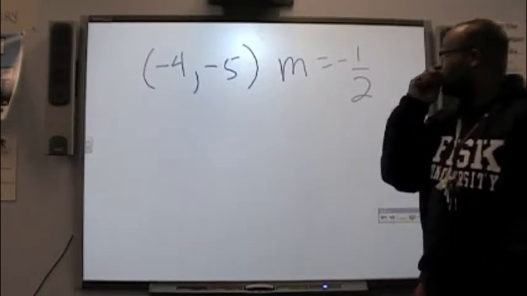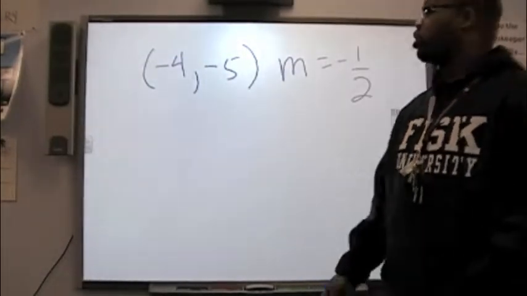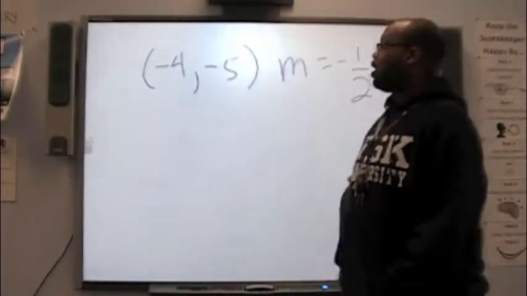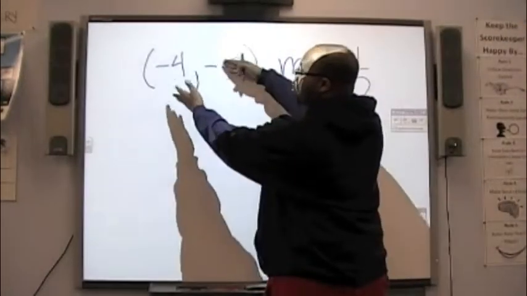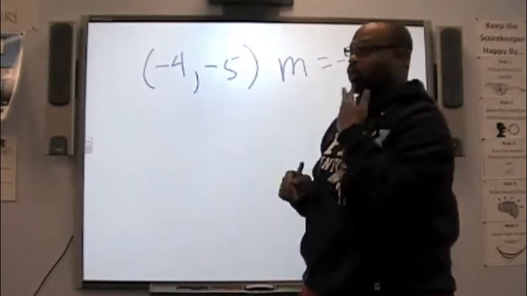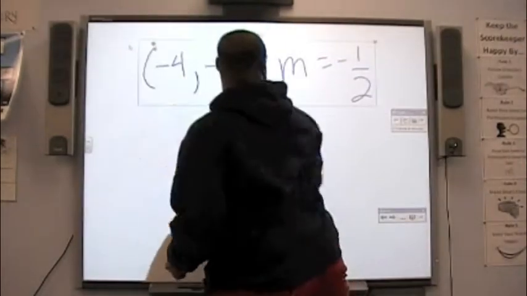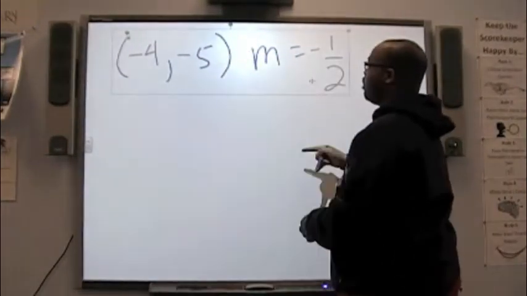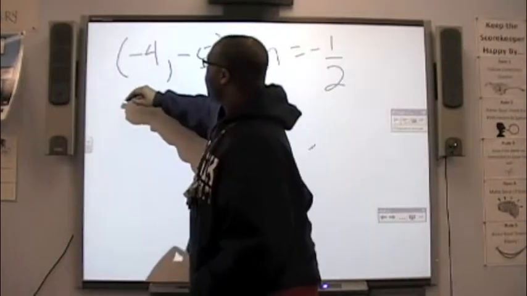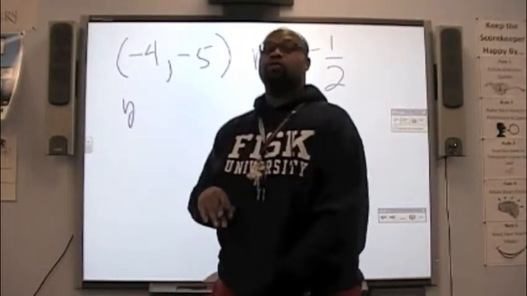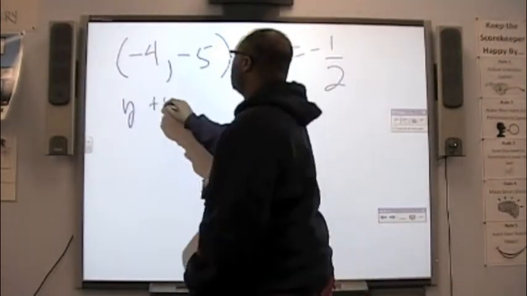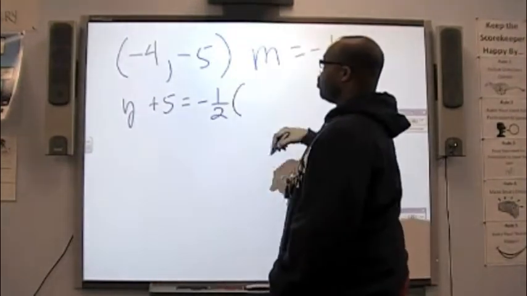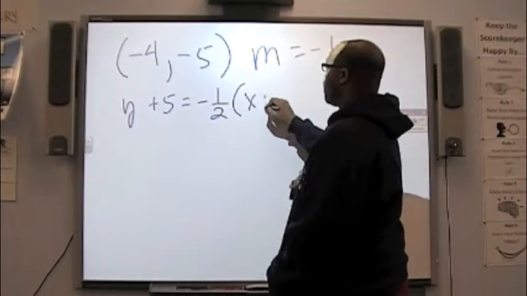The first thing we're going to do is, if we've been given some information, put that in the form that is congruent with the information we've been given. Since we're given a point and a slope, we're going to use point slope form. So we're going to have y minus a negative 5, which is the same as y plus 5, equals my slope, times the quantity of x minus a negative 4, which is x plus 4.